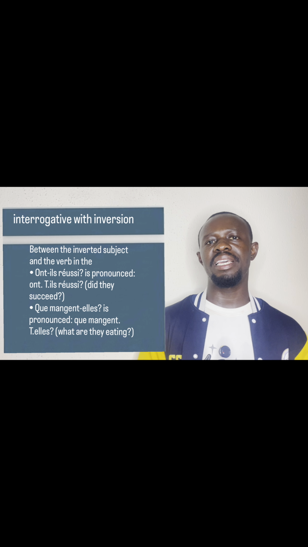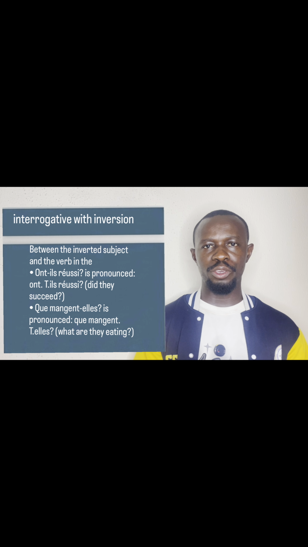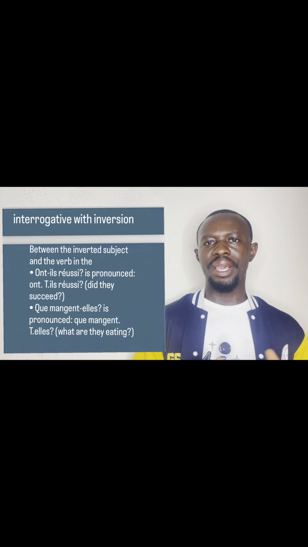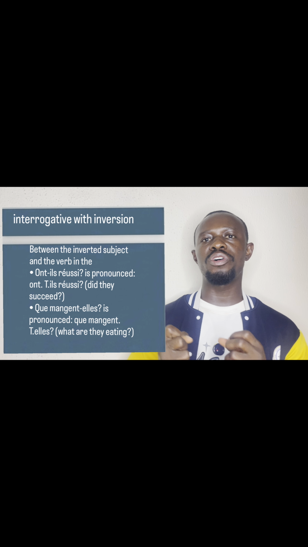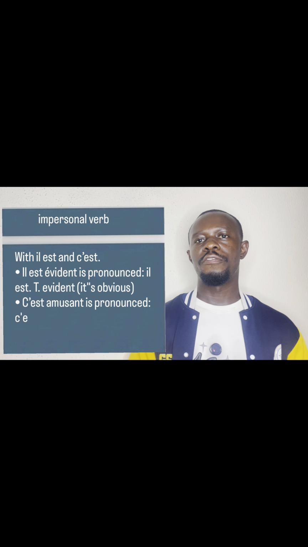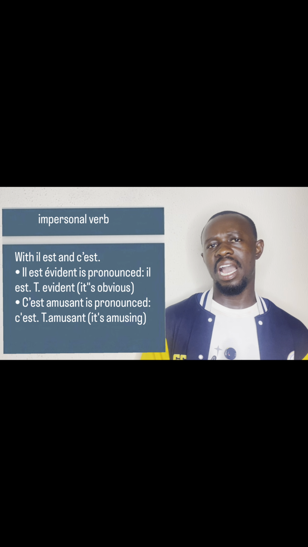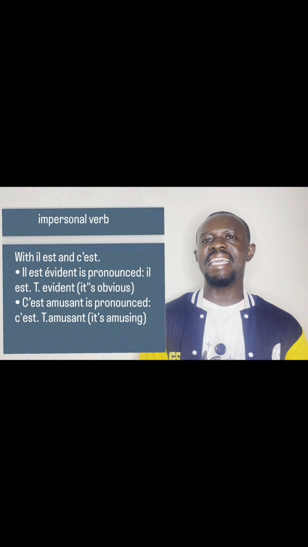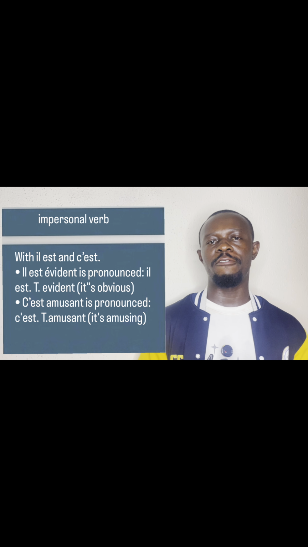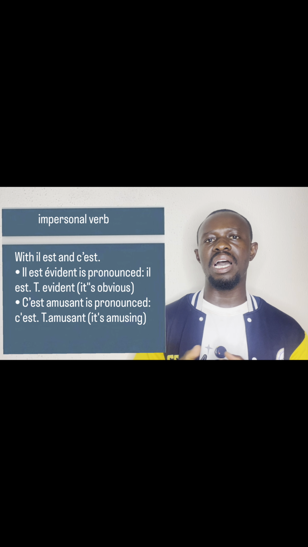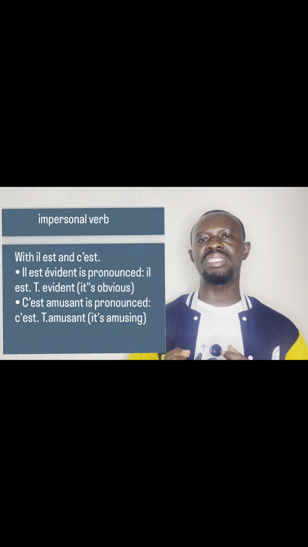For instance, you can see it in "ont-ils réussi". So we say "ont-ils réussi". Or you can find it in "que mange-t-elle". So we say "que mange-t-elle". Also, you can find it with impersonal verbs, just like il est and c'est. For instance, you can find it in "il est évident". Or you can find it in "c'est amusant".